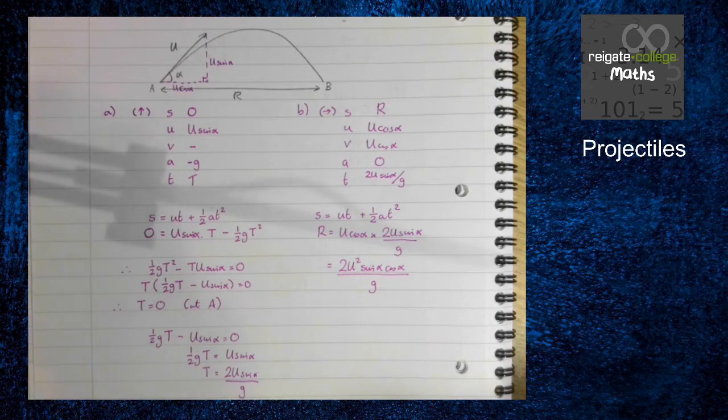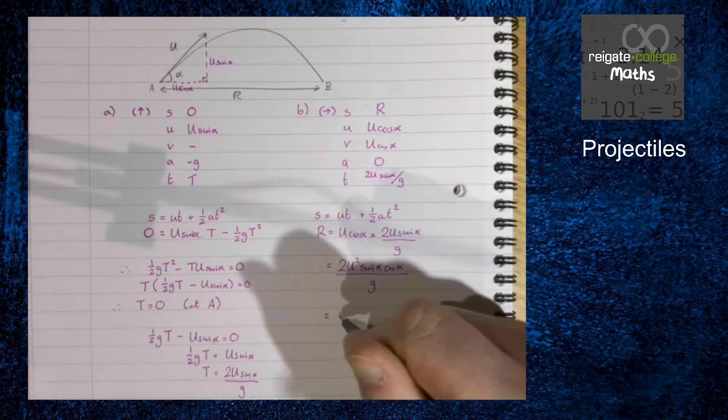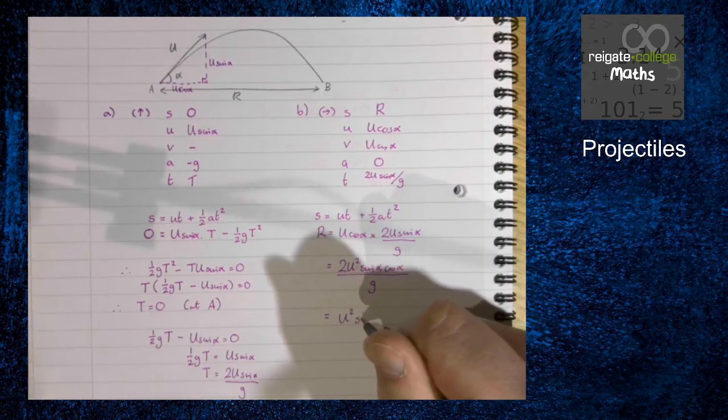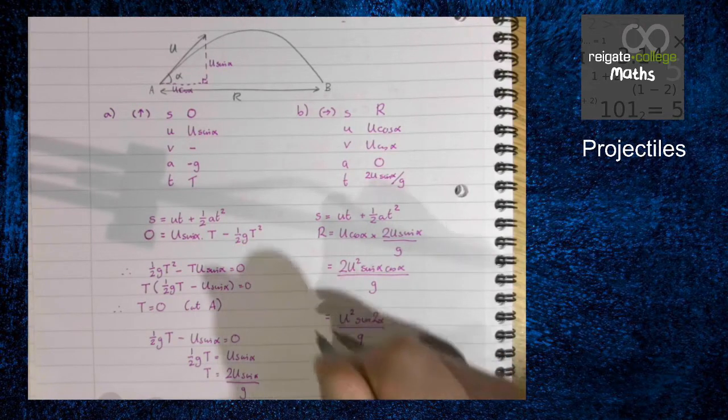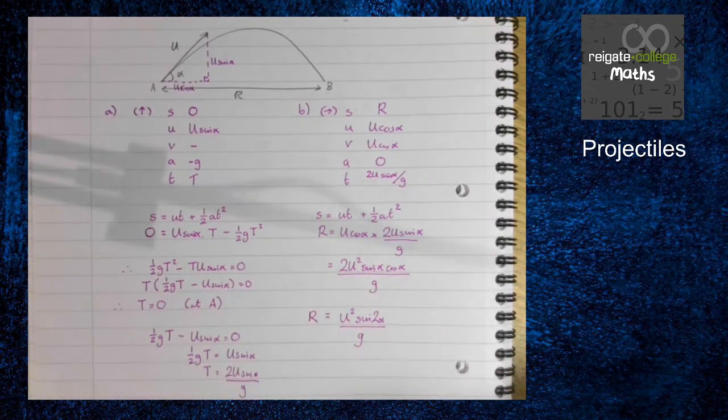And the point with this is you must simplify. Now, typically with fractions, that's cancelling down, but we can see that nothing is going to cancel. But we need to cast our mind back to the pure side of trigonometry. And look, we've got a 2 times sine alpha times cos alpha, which we can then simplify using the double angle formula to sine 2 alpha. So the range, r, is u squared sine 2 alpha over g.